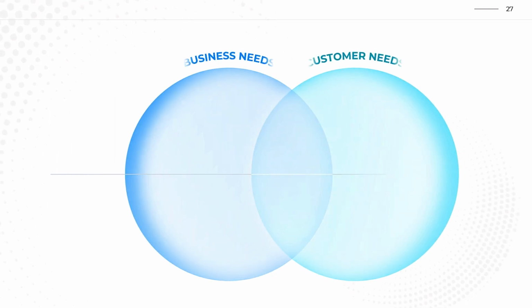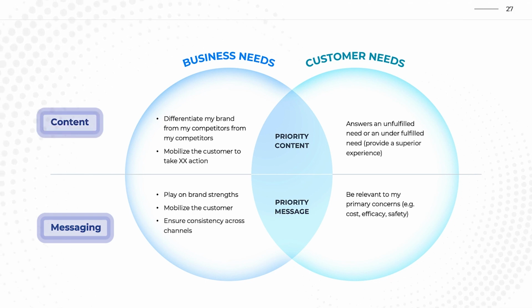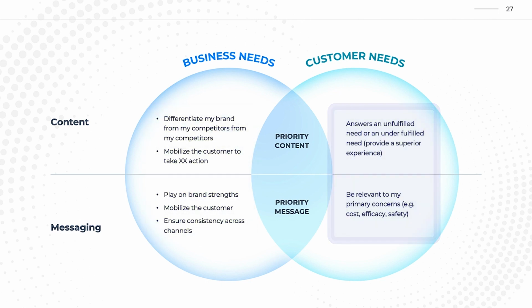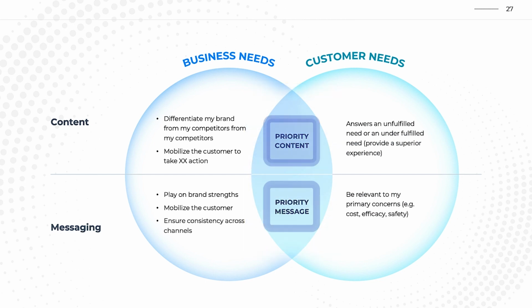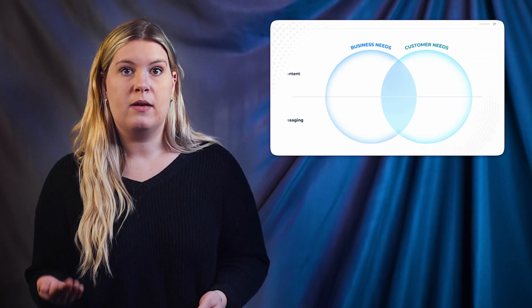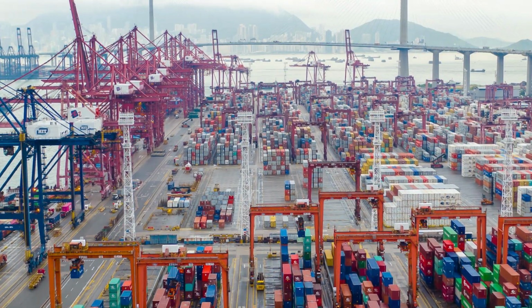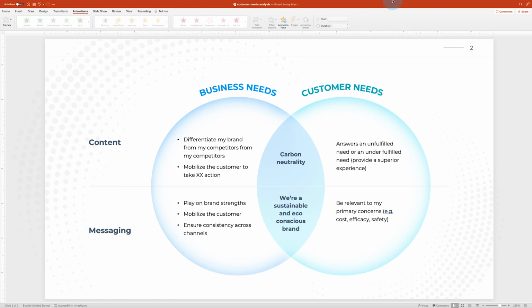This business versus customer needs Venn diagram can help reconcile your messaging and content with the desires of your customers. Realistically, internal business goals don't always align with customer needs, but there's bound to be a sweet spot that can address both. Understand what your priority content and message should be. Think about how to get important brand info across while also addressing customer concerns. If you're a shipping company, perhaps you're required to move toward carbon neutrality by new legislation. A large portion of your customers may also care about the environment, so that's a win-win.